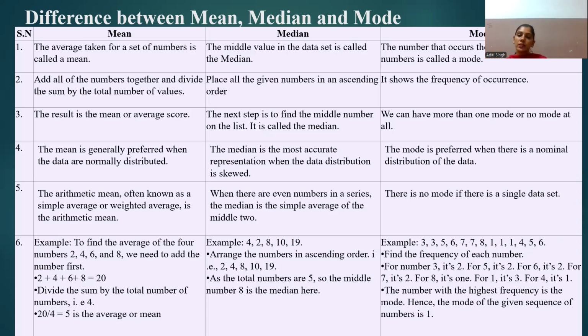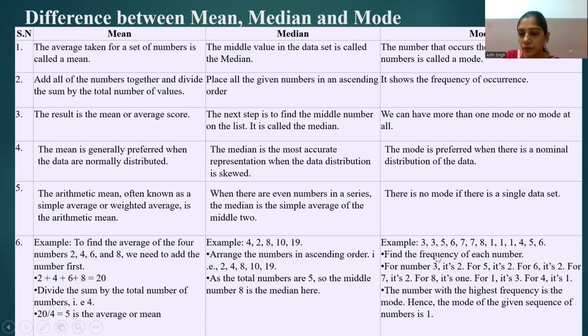Okay, so in this given series, the number 2 and number 3 are occurring two times. Number 5 is also occurring two times. Number 6 also occurs two times, and 7 also two times. But 8 is occurring only one time. The frequency of 8 is 1, and the frequency of occurrence of value 1 is 3.